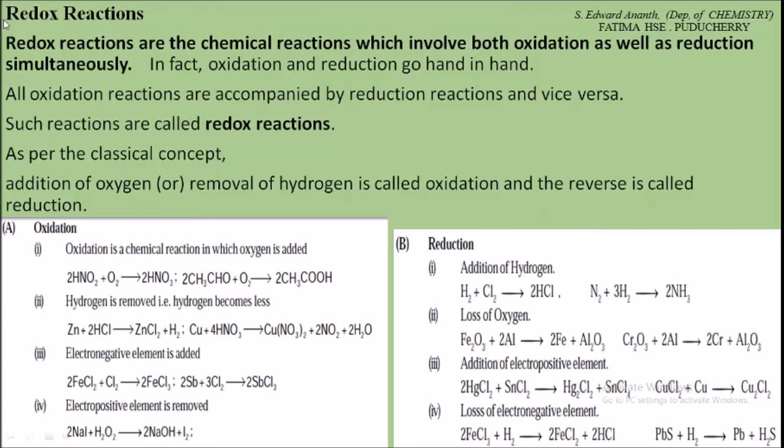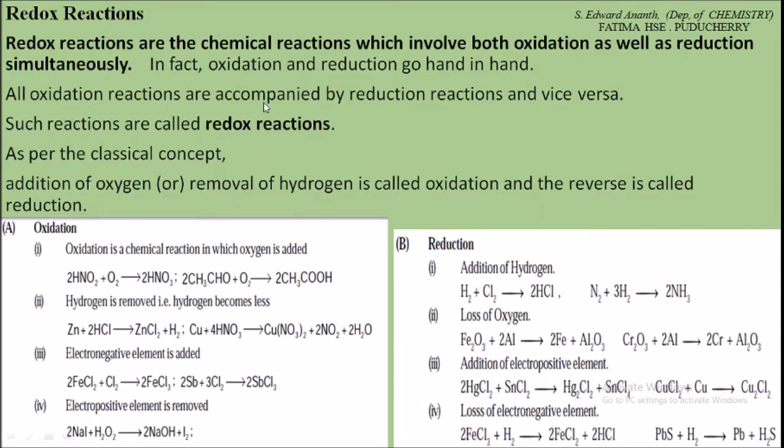Dear students, today we are going to see about redox reactions. Redox reactions are the chemical reactions which involve both oxidation as well as reduction simultaneously. Oxidation or reduction ஒரே நேரத்தில் நடக்கும். அது மாதிரியான chemical reactions redox reactions நம்ம name பண்றோம்.